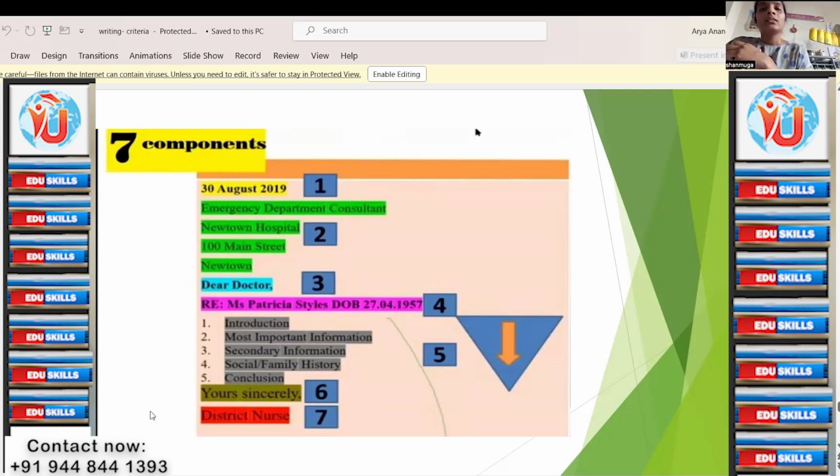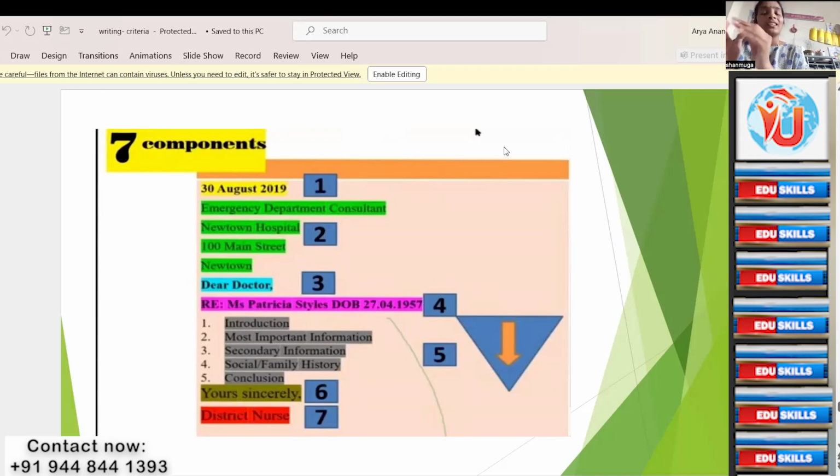And the Re line, here you can see the patient's name and comma, date of birth. Here the only accepted abbreviation is DOB, and the date format, you can see here, 27/4, is acceptable when it comes to the date of birth. And then the introduction, the most important information, and secondary important information. This is all about how you are going to write your letter.